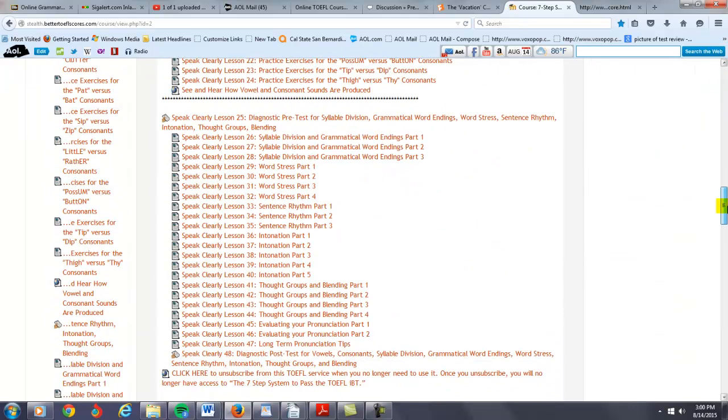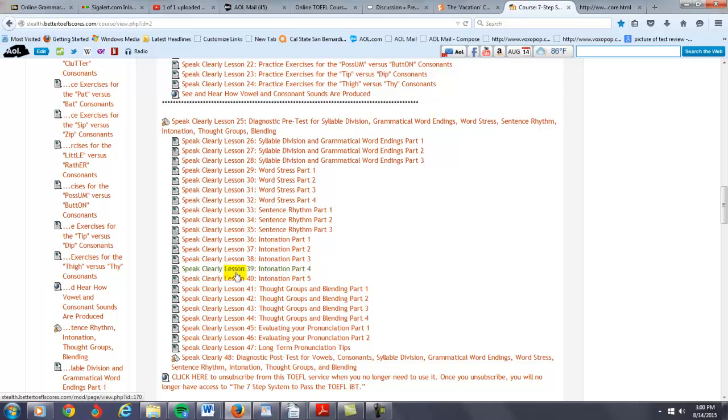Okay, with pronunciation, I'd like to have you take a look at two parts: intonation, and thought groups and blending. So speak clearly lessons 36 through 40. I think you can work on your tone a little bit. The main thing here is you need to work on varying your intonation a little bit more than you are. And you can also do practice with thought groups and blending, which is speak clearly lesson number 41 through 44. This can help you a little bit with your pausing.